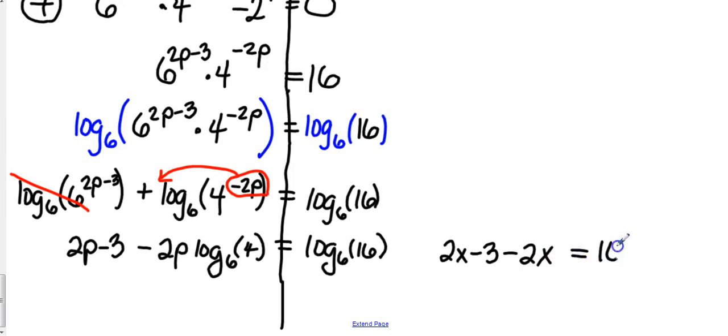Equals, I don't know, 10. We want to get all of our variables on one side and numbers on the other. So remember, this is a decimal we just don't feel like writing out. Don't let the logs intimidate you. So anything that doesn't have a p with it, like this whole term has to stay because p is here. 2 times p times log base 6 of 4.